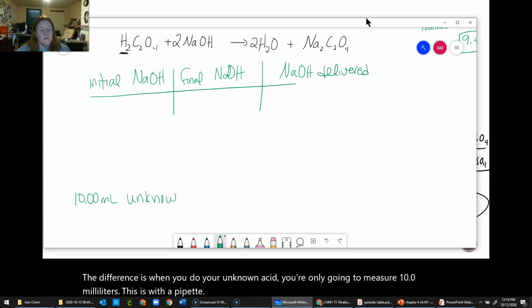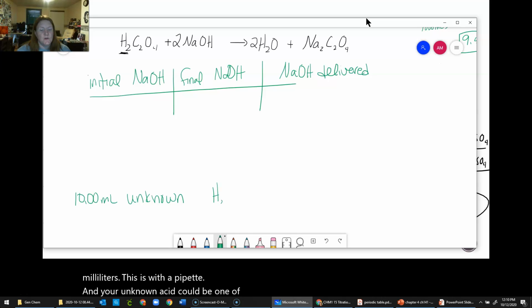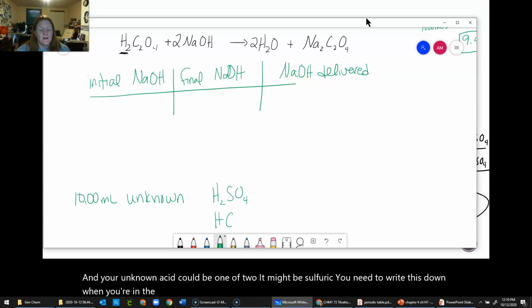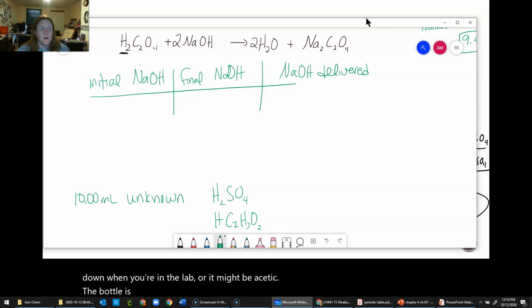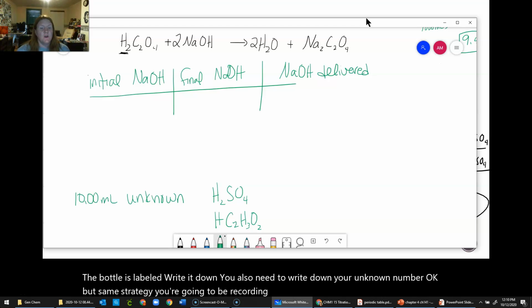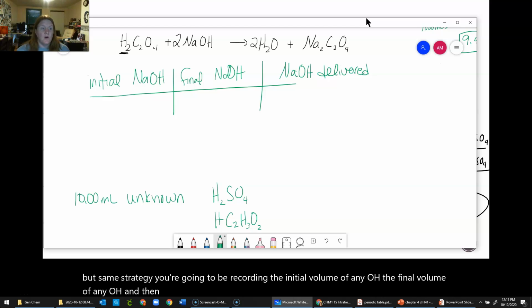And your unknown acid could be one of 2. It might be sulfuric. You need to write this down when you're in the lab. Or it might be acetic. The bottle is labeled. Write it down. You also need to write down your unknown number. Okay? But same strategy. You're going to be recording the initial volume of NaOH, the final volume of NaOH, and then subtracting to get how much NaOH you actually have put in.